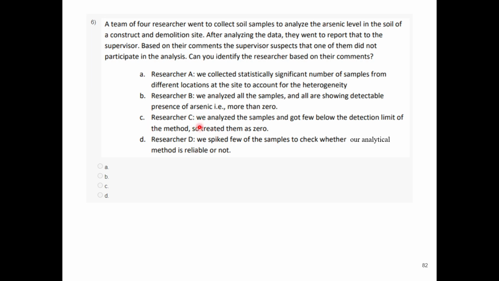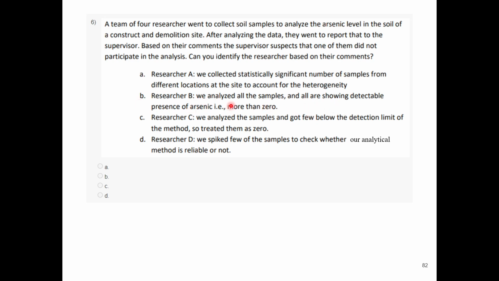That means he or she has also performed the analysis. So let us go for the second option, researcher B. We analyze all the samples and all are showing detectable presence of arsenic that is more than zero. Okay, so this is not a correct answer.